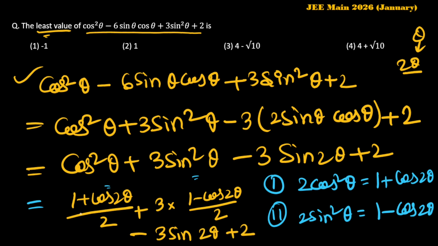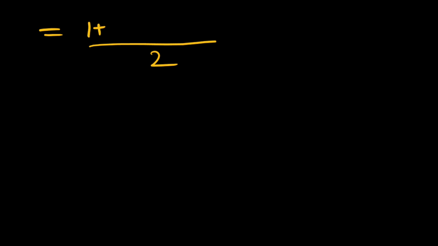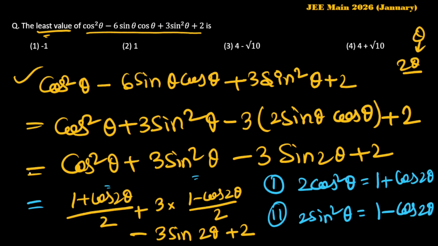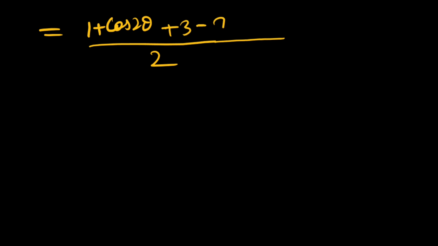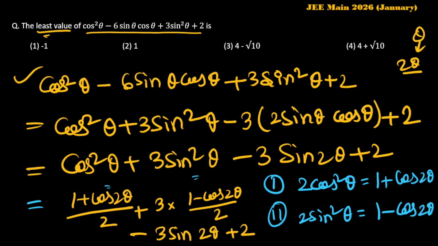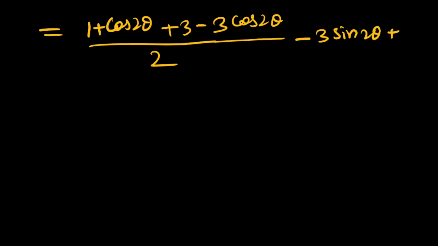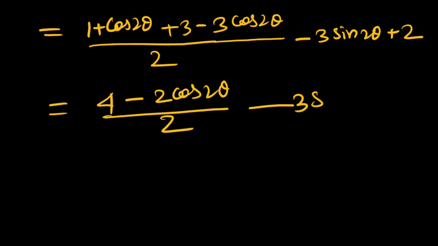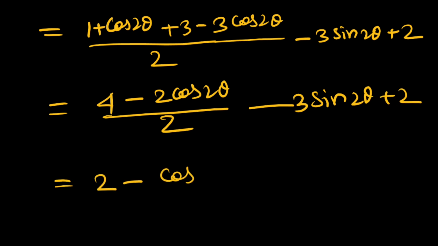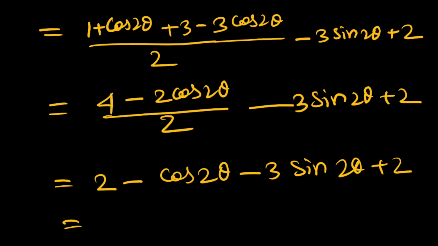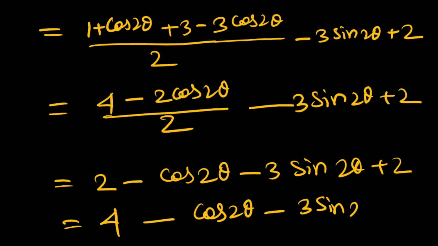Therefore 2 is the LCM here, so 1 plus cos 2 theta, plus 3 times this term, that is 3 minus 3 cos 2 theta, minus 3 sin 2 theta plus sin 2 theta, plus 2. Therefore that is 4 minus 2 cos 2 theta over 2 minus 3 sin 2 theta plus 2, that is 2 minus cos 2 theta minus 3 sin 2 theta plus 2, which is actually 4 minus cos 2 theta minus 3 sin 2 theta.